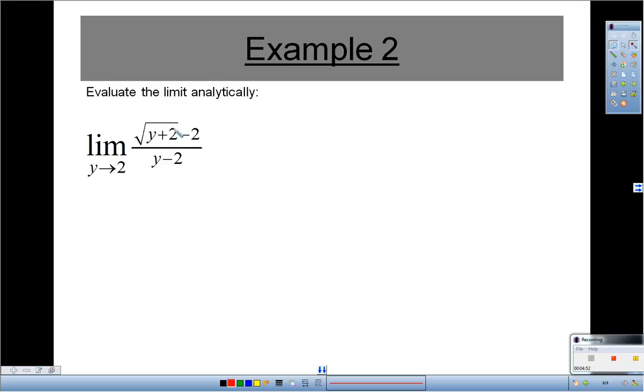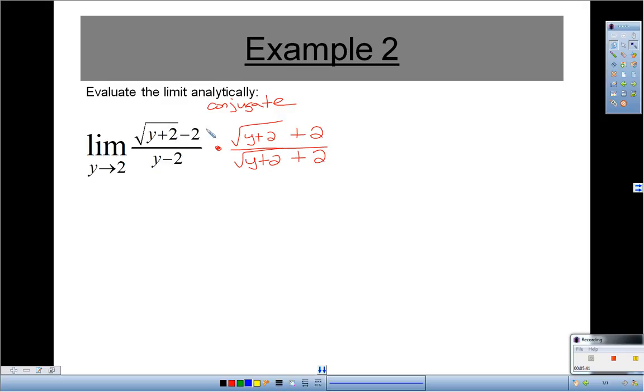So I do notice that this has got a radical, so I'm going to use the conjugate of the square root of y plus 2 minus 2, and the conjugate of that would be the square root of y plus 2 plus 2. Remember, with the conjugate, you just change the sign in the middle. And so I'm going to multiply top and bottom by this conjugate, because notice if I multiply by the same number, that's really like I'm multiplying by 1. So there we go. And now I'm going to do some algebra that I learned in 10th grade.